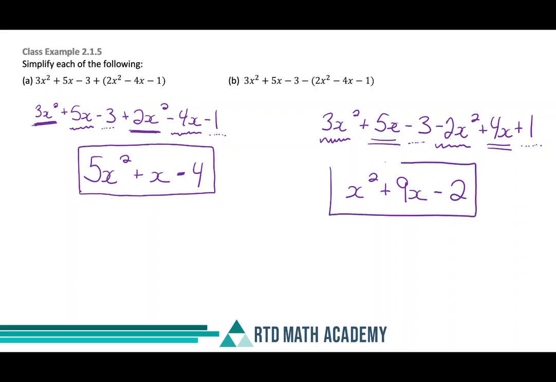So even though we had the exact same numbers all the way through, the only difference was a positive sign to a negative sign. We have very different answers. So be cautious when there is a negative sign in front of a set of brackets.